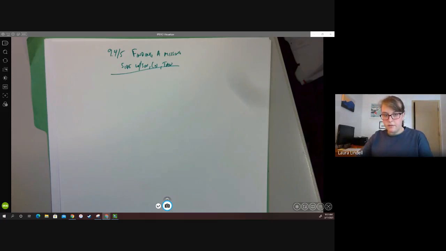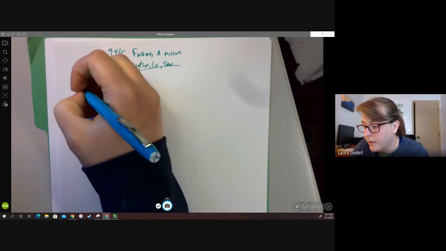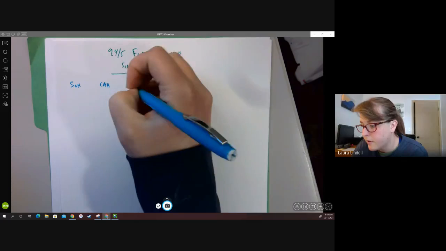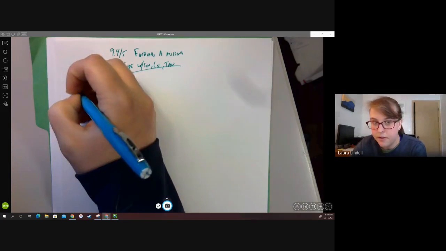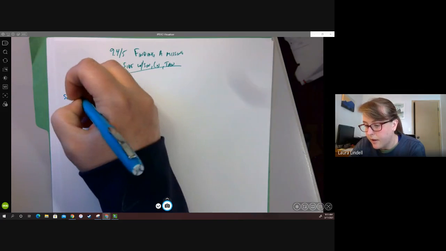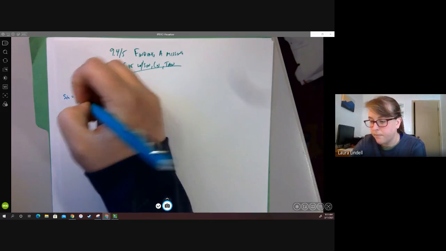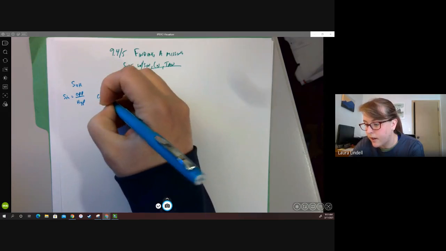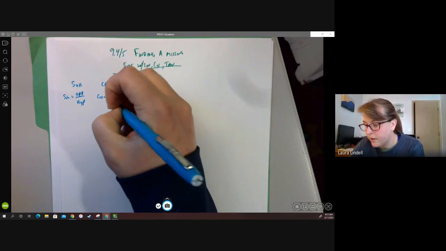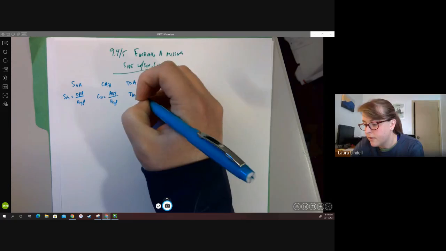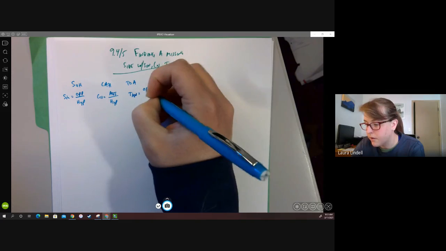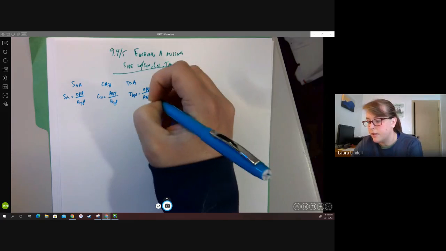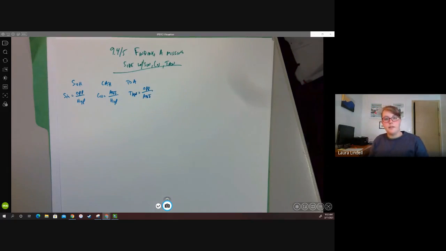Just to remind ourselves real quick, we had SOH CAH TOA. It's a good thing to have on the top of your paper usually when you're doing this. SOH tells us that sine is opposite over hypotenuse. CAH tells us that cosine is adjacent over hypotenuse. And TOA tells us tangent is opposite over adjacent.